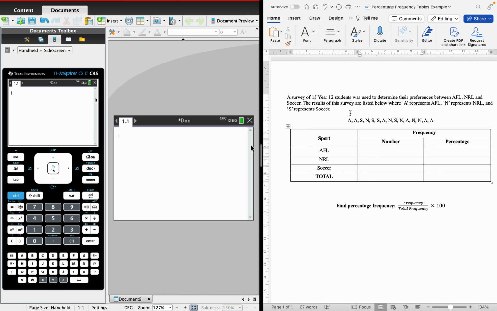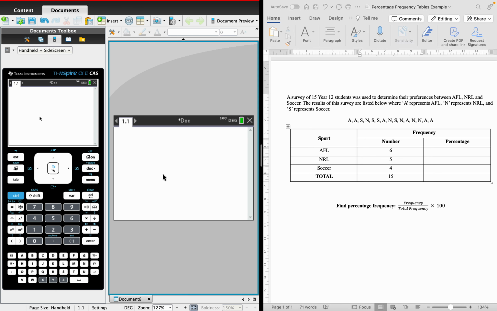Okay, the first thing we need to do is put in our frequency. For AFL, we have 1, 2, 3, 4, 5, 6 different students that selected AFL. So I'm going to put 6 in here. For NRL, we have 1, 2, 3, 4, 5. And for soccer, we have 4. Now this gives us our total, which was in the original question, of 15.